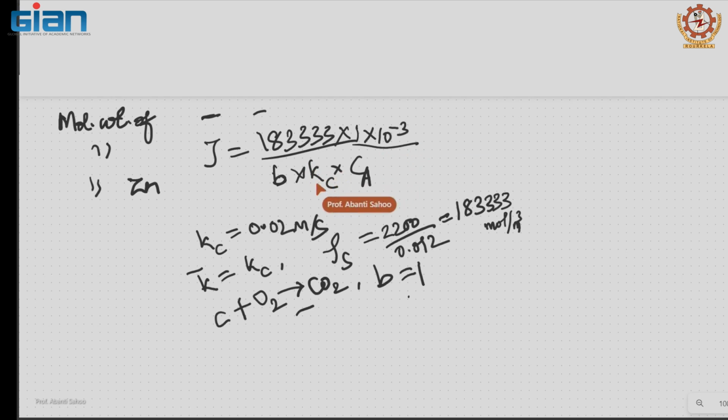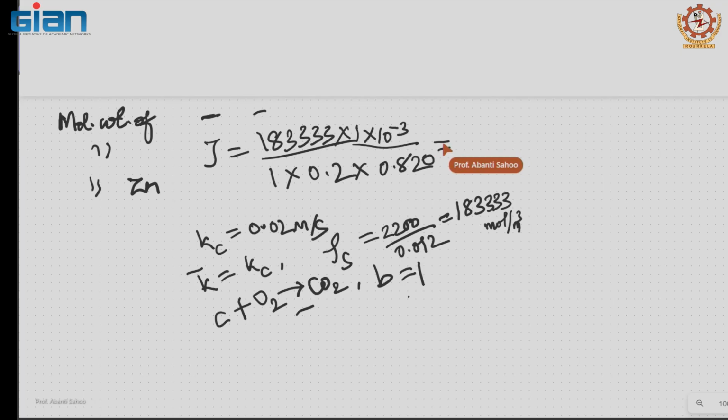If you substitute, one into Kc, which is given 0.02, sorry 0.2, into Ca. Already the same environment, which is the concentration of the gaseous reactant, we calculated in the first example. So it is 1 into 0.2 into 0.820.